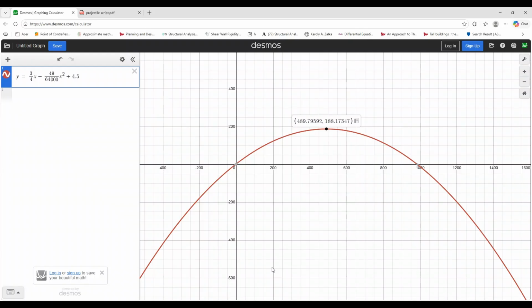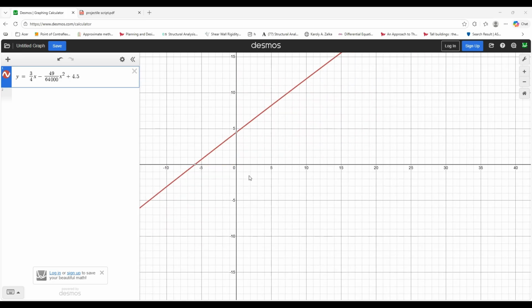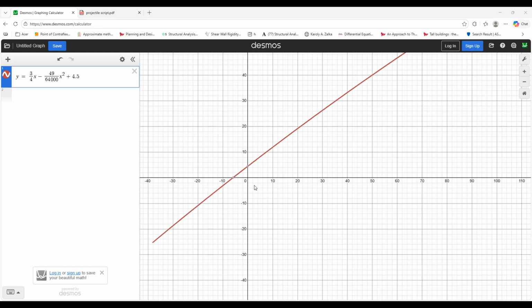And just for the sake of interest, I have opened up what is called the Desmos graphing calculator. You can get this if you go to Google, just type in Desmos graphing calculator. And if you see here in the top left, I put our equation in. Y equals 3/4 x minus 49 over 64,000 x squared plus 4.5. Now you see the curve here. Obviously in our question, we don't have negative. So our question starts at this point here, the origin, which is 0, 4.5.